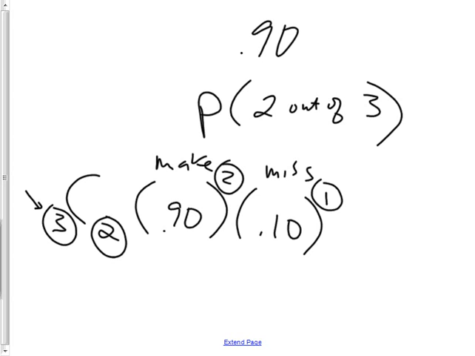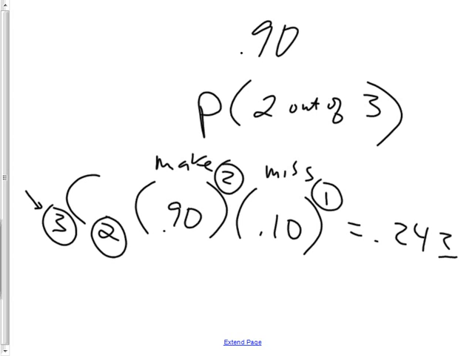Okay, good. And then when you actually typed it in, what did you get? Front row in the orange. Wait, 243. Can anybody verify that? Excellent. All right, so what that means is there's only about a 24% chance that the person will make 2 out of 3. What do you think is more likely than that?